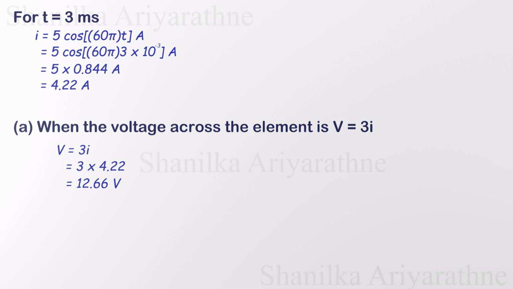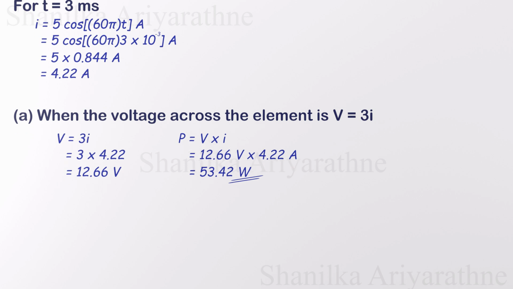Now that we have both voltage and current, finding the power is straightforward. P equals VI, which gives us 53.42 watts. This is exactly the kind of response you'd expect from a simple resistive element. No surprises here. Now let's look at the second scenario.